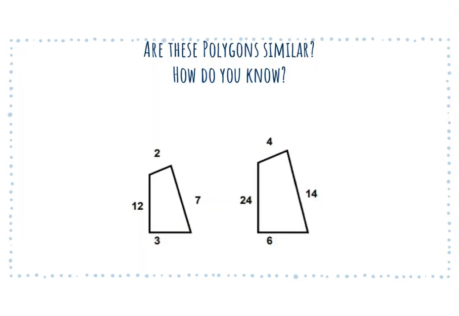Are these polygons similar? How do you know? A way to prove they are not similar would be to show that either the shapes are not the same because the angles don't match up, they aren't congruent, or the sides are not proportional. Decide whether or not these polygons are similar.